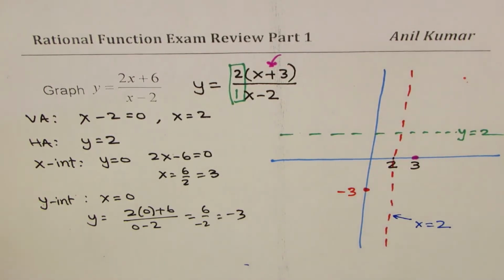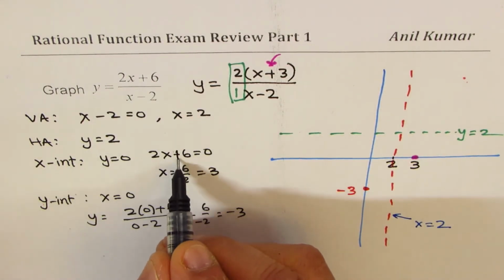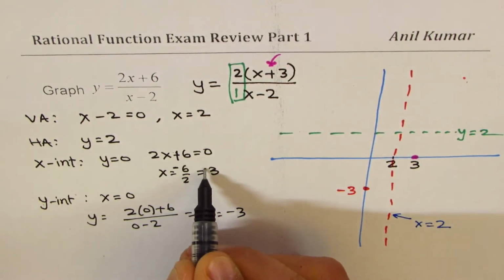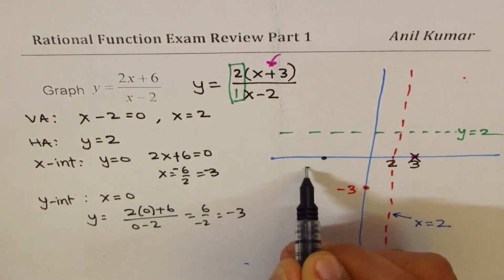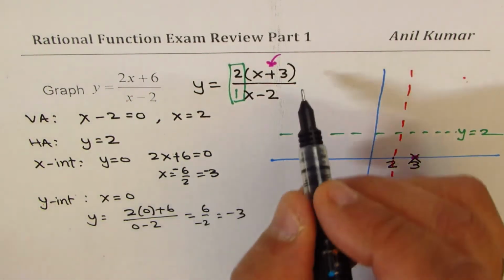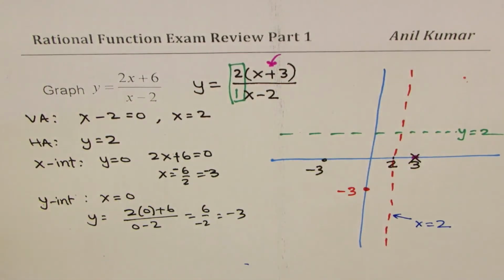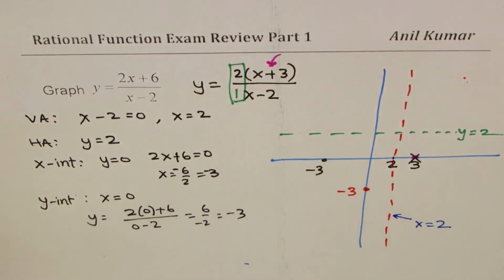Now, a mistake here. It was 2x plus 6. I'm sorry, I wrote minus here. So this is plus 6. It will go this side. This is also negative 3. So this was the wrong point. I should have written minus 3. Is that okay? 2x plus 3, right? So the numerator is 0 for x equals minus 3. Correct? So I copied it wrong. That was a problem. So we get the x-intercept at minus 3.